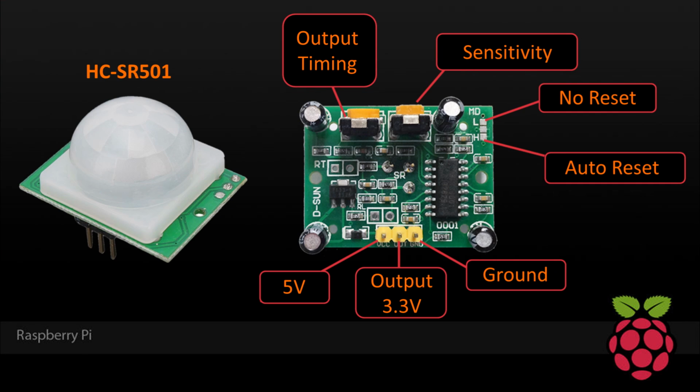This is the HC-SR501 motion detector. It's a passive infrared or PIR sensor, which measures changes in the amount of infrared light radiating from objects in its field of view. It's inexpensive and very easy to connect to the Raspberry Pi. There are two pots to adjust timing and sensitivity, a jumper to set the reset trigger, and a 3-pin header for power and the output. The sensor can be powered directly from the Pi's 5-volt pin, and the output is 3.3 volts, which can safely be connected to any of the Pi's GPIO pins.